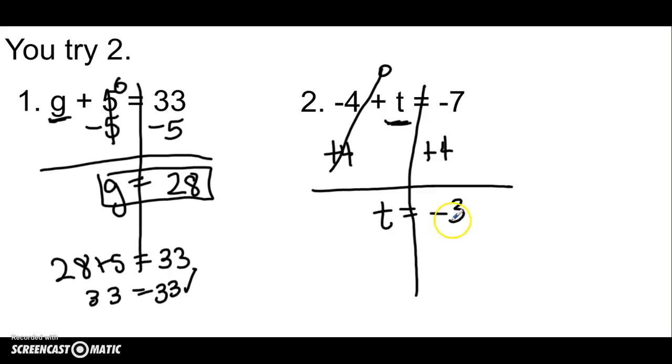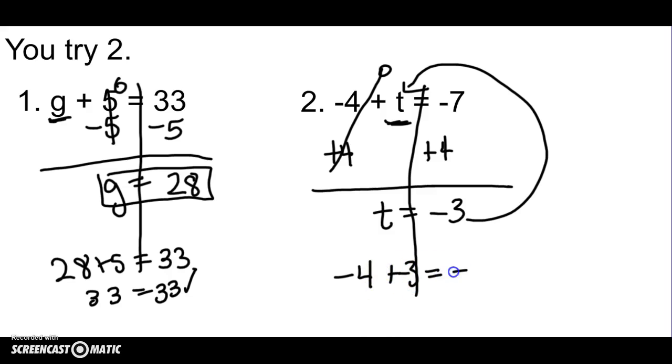But I need to check my answer. So I'm going to plug negative 3 back in for t. I'll have negative 4 plus negative 3 equal negative 7. Negative 4 plus negative 3 is negative 7. Therefore, I have a true statement.